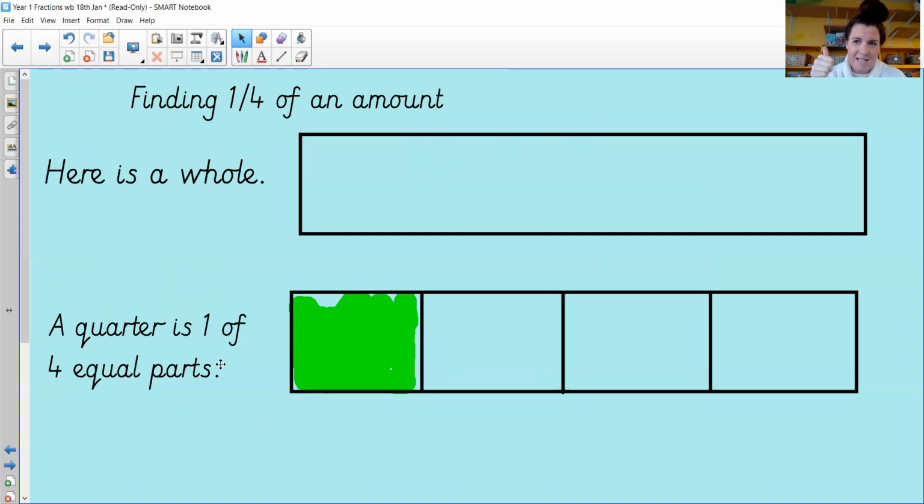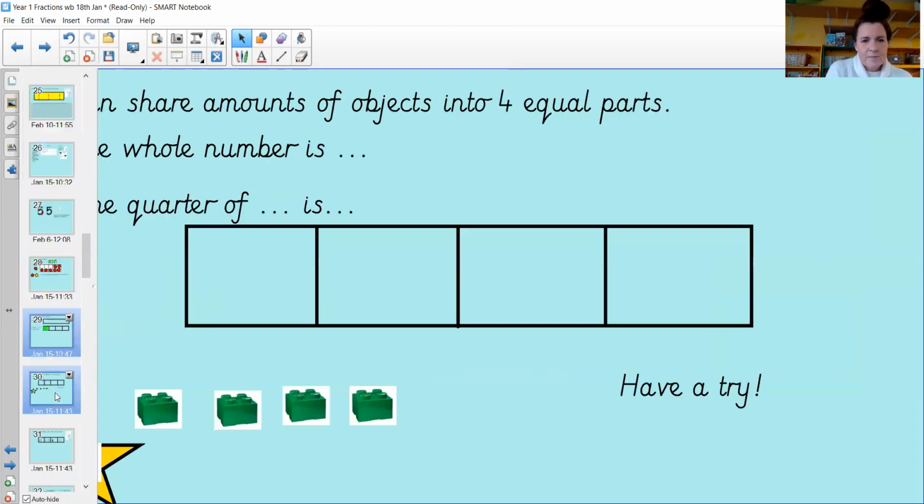Fantastic job. Okay. Oh, and just to remind you, do you remember when we have a whole shape before we split it up into anything, we call it the whole. So here is a whole. Great. Just to remind us that when we have a whole shape, before we split it up, we call it the whole. Okay. Right. So let's move on.